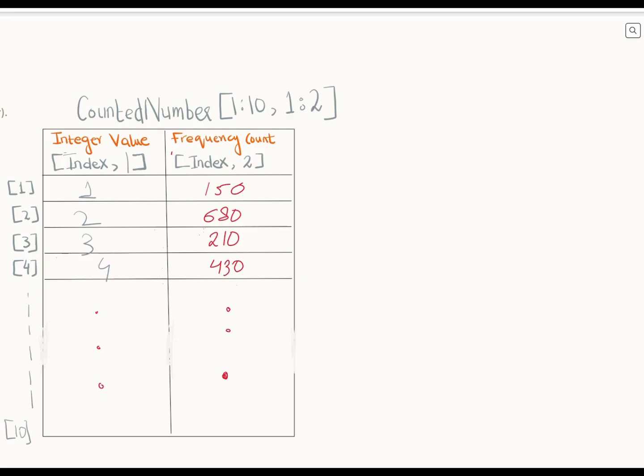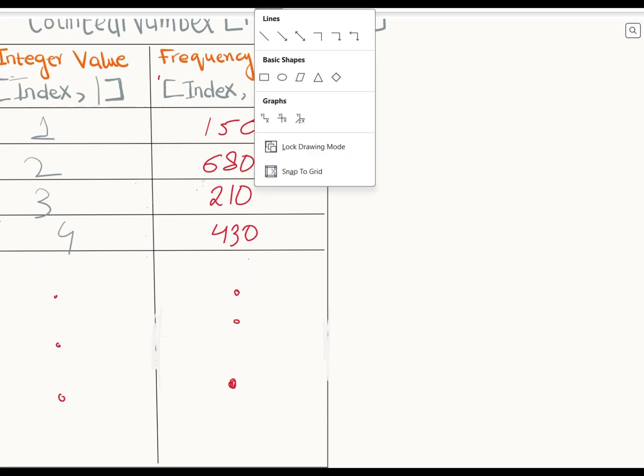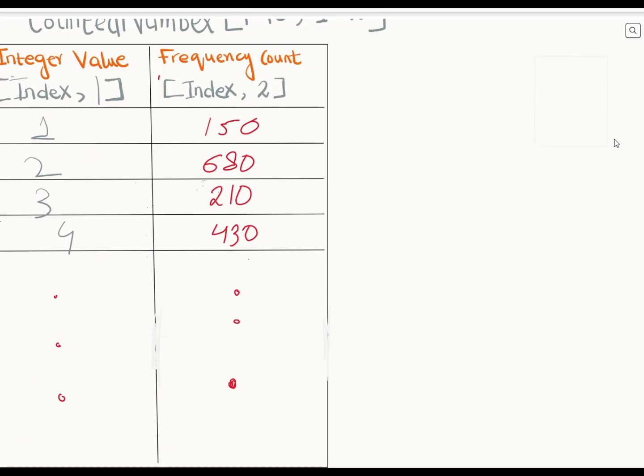So in this array, I have given you example data just to make you understand. For example, the random number 1 was generated 150 times. The random number 2 was generated 680 times. The 3 was generated 210 times. 4 was generated 430 times. And so on till 10. But for now, I want to sort this array using the bubble sort algorithm. So let me first create a temporary storage here and name it temp.